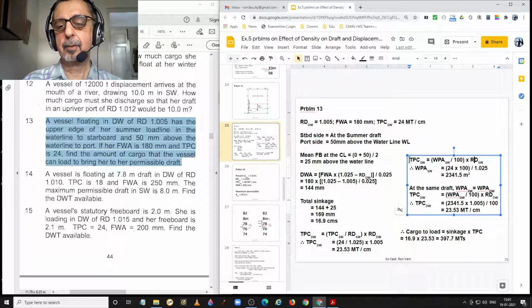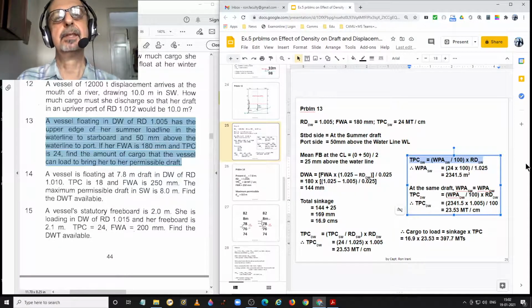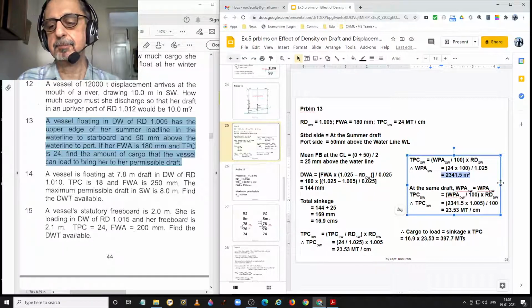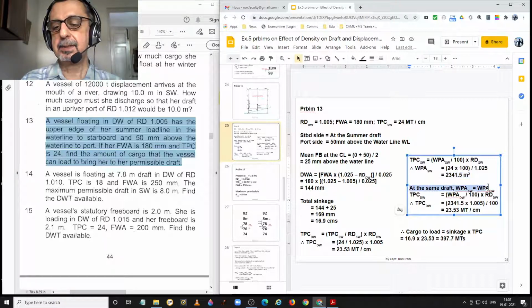We know that the formula for TPC is water plane area divided by 100 multiplied by relative density. Thus, water plane area in salt water can be easily found by TPC multiplied by 100 divided by the relative density of salt water, equal to 2341.5 square meters. At the same draft, the water plane area of salt water will be equal to the water plane area of dock water.